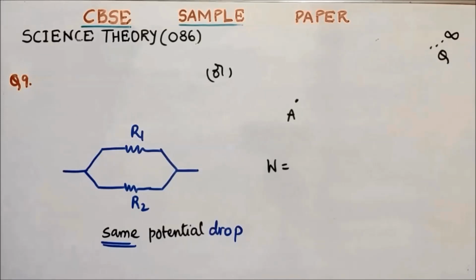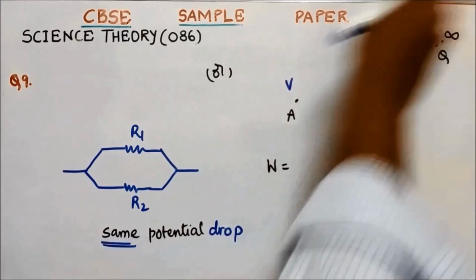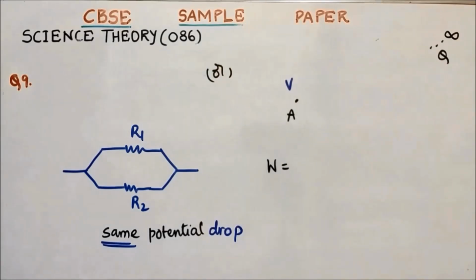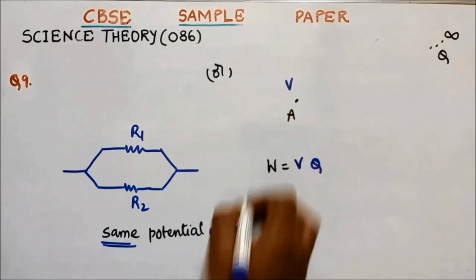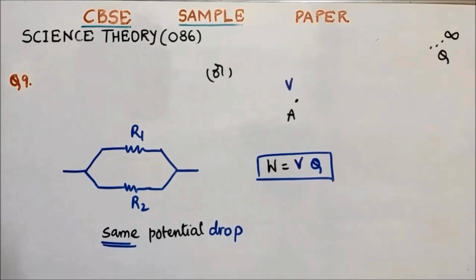Now what is the potential at A? Potential at A is given as V. So what is the work done in bringing the charge Q from infinity to this point? That is nothing but the product of the potential at A and the charge moved. So this is the expression that is required in the answer. Just writing this expression will give you 1 mark. This question is taken from the definition of potential difference, from the chapter Electricity. So the definition of potential difference is very, very important.